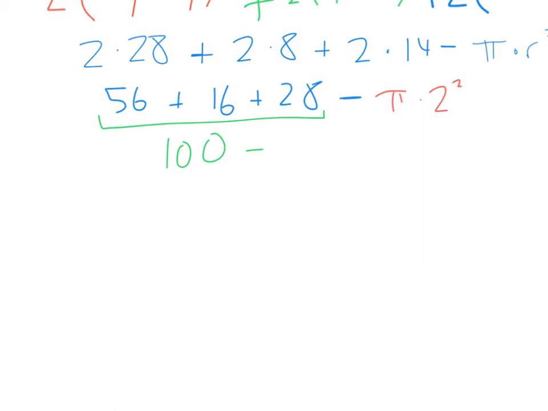50, 10, and 20 is 80. 80 and 12, 92 and 8 is 100. Good. All right. Pi times radius squared. This is pi times 2 squared, 4 times 3.14 is 12.56. So my final answer is 87.44 centimeters squared.